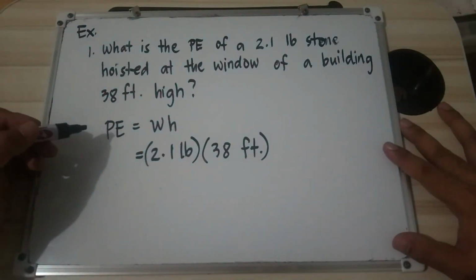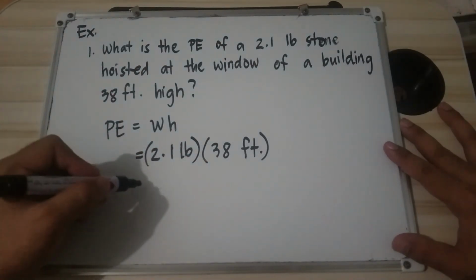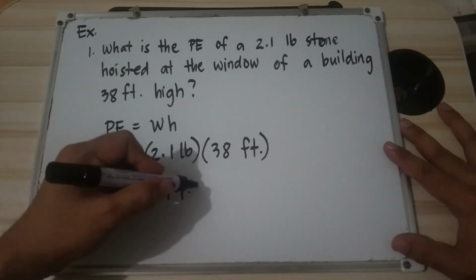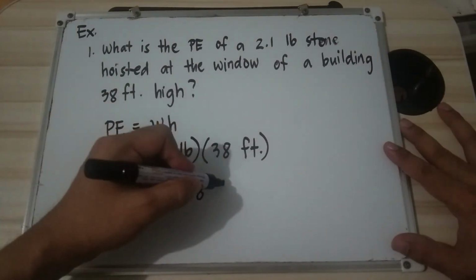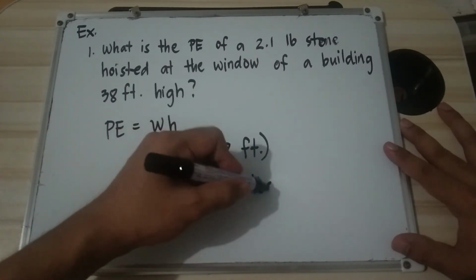Wala tayong problema sa unit kasi pareho silang FPS system. So get the product, 2.1 times 38, we have 79.8 foot-pounds.